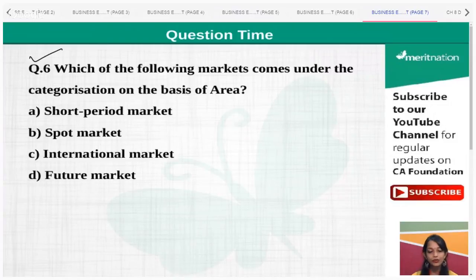The last question from this chapter particularly. Which of the following markets comes under the categorization on the basis of area, guys? So what do you think is the correct answer? Remember, now I'm talking about the classification of markets on the basis of area. So think from the area perspective, how can we identify or categorize the markets? Again, if you saw the mind maps carefully, you would know the answer. Come on.